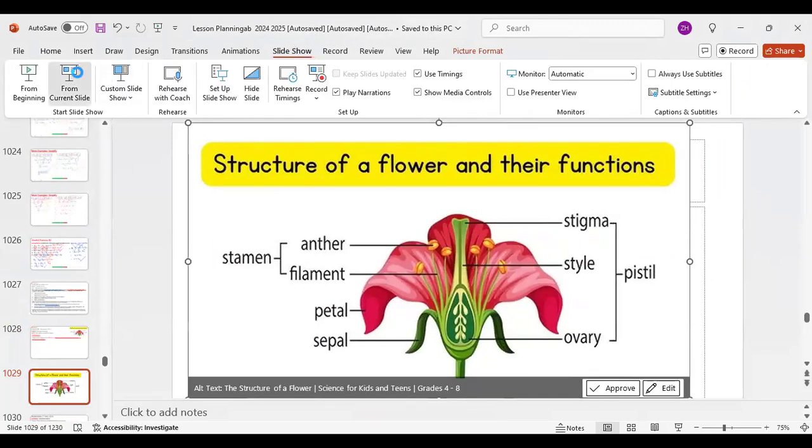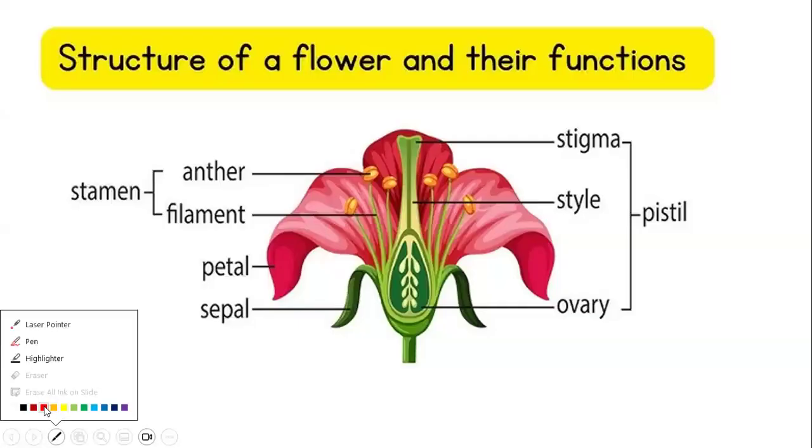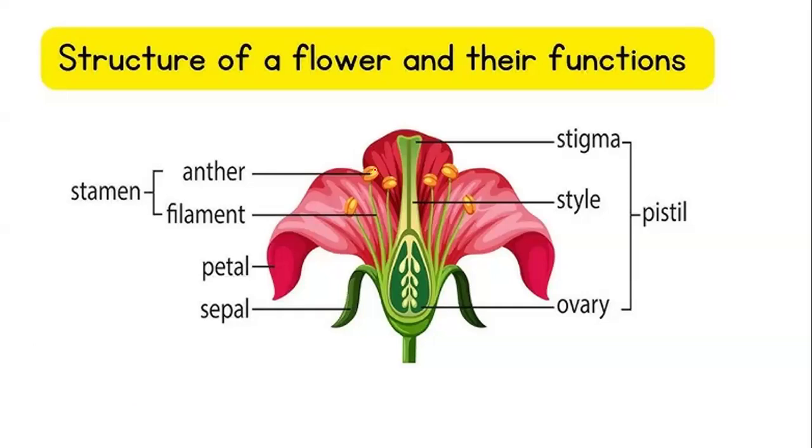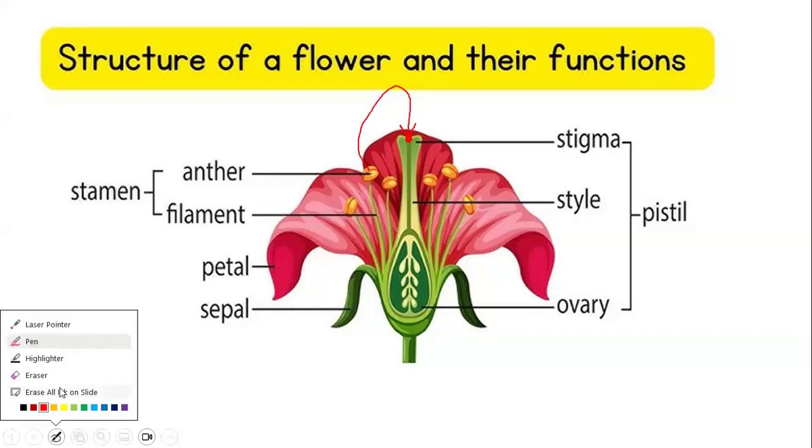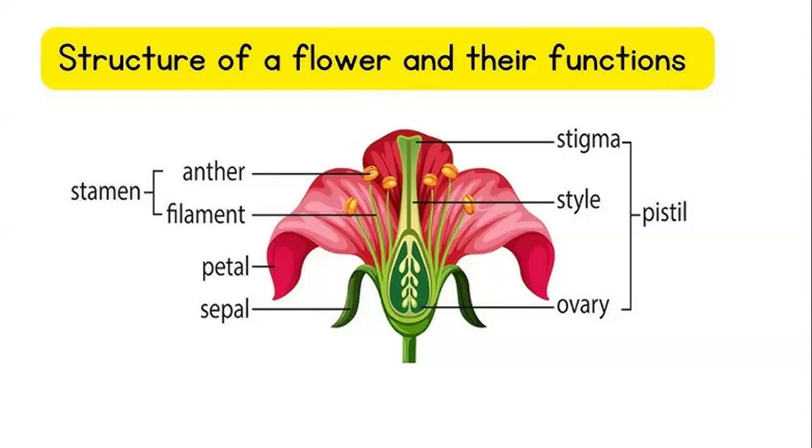So let's say that the pollen from the anther goes to the stigma. What do we call that? What is this called, class? Let me try it again. When the pollen from the anther goes to the stigma, what do we call that? Pollination. All right, that's what I mean by pollination.